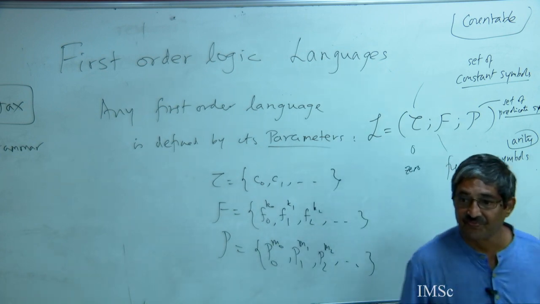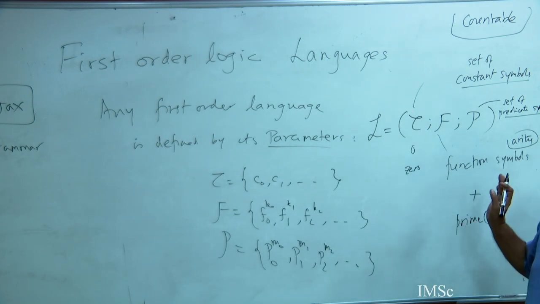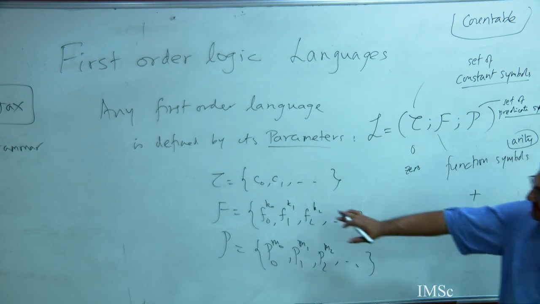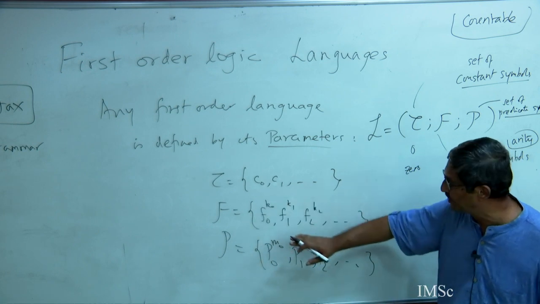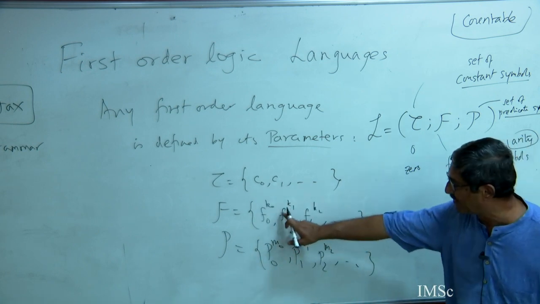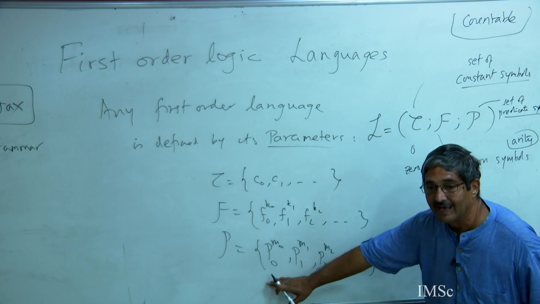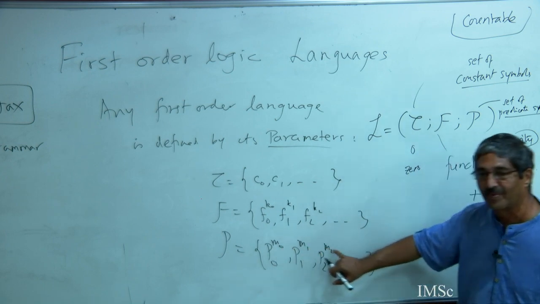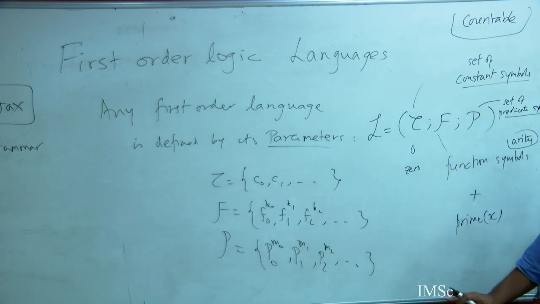So, that's what will fix a parameter for me. This is the supply of constant symbols that I will assume, supply of function symbols with appropriate arities, relation symbols or predicate symbols with appropriate arities, right? That will fix the language. Now you can ask, are you going to have a countable supply?